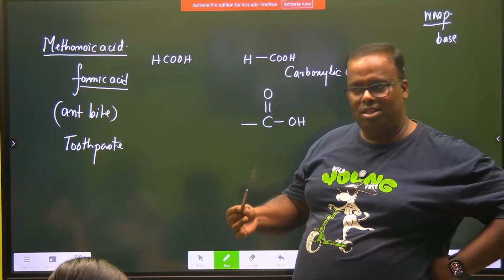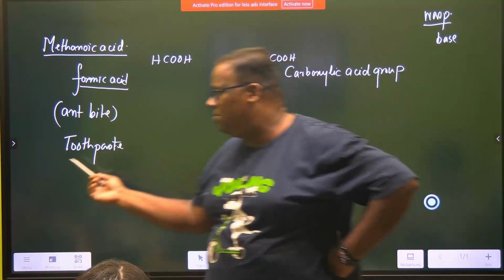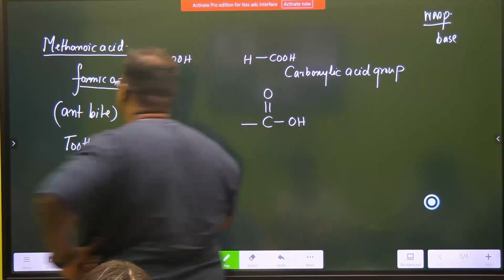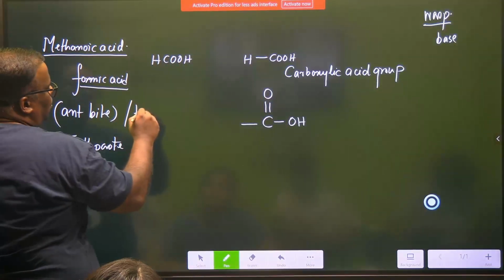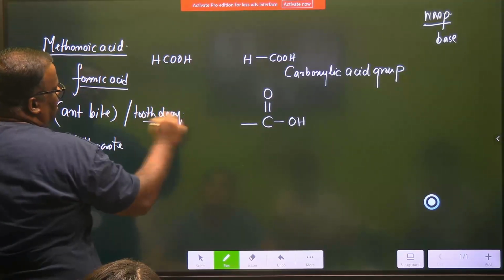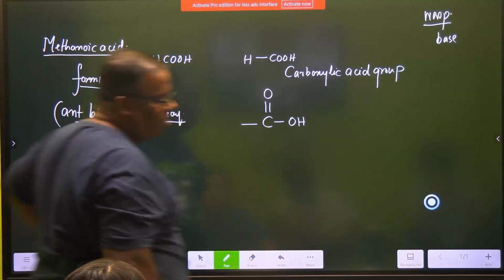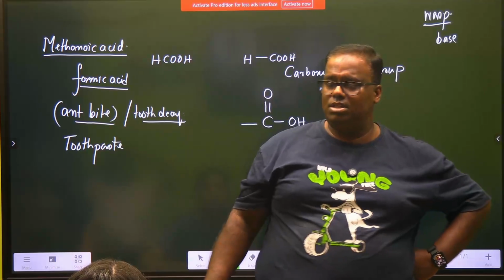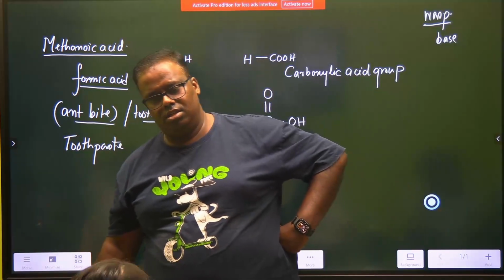Then soils, as we treat soil. So this is what you call methanoic acid and ant bite. Then something called tooth decay. These are all related to neutralization reaction. Tooth decay will happen only when the environment is acidic. If you have too much acidic food, tooth decay is certain for you.